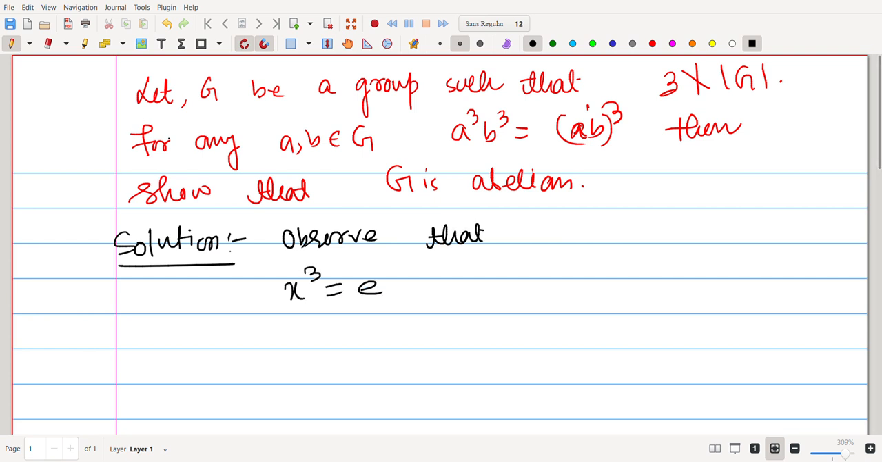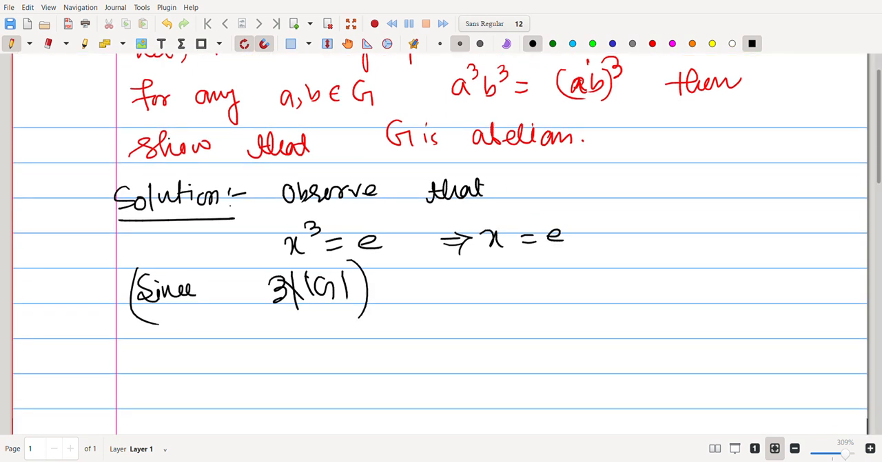So observe that x cube equal to identity implies x equal to identity, since 3 doesn't divide the order of G. If x is non-identity, that means the order of x is 3. That means 3 must divide the order of G, which is a contradiction. So x cube equal to identity implies x equal to identity.